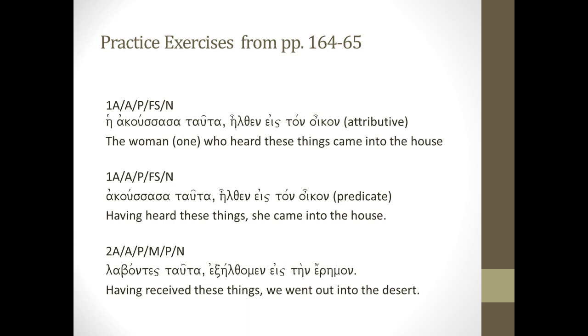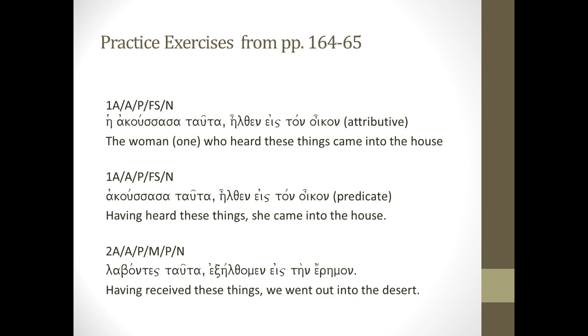Here are some more examples from the practice exercises in your book on pages 164 to 165. He akousasa tauta eiselthen eis ton oikon. In this case, the participle akousasa is attributive because the definite article precedes it. And so what we have here is a first aorist active participle, feminine singular nominative. And what you could say here is, the woman, or the one who heard these things, came into the house.